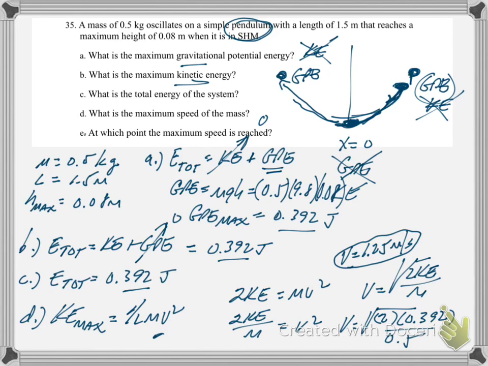And E, at which point is the maximum speed reached? Well, the maximum speed reached is when it's at x equals 0. So for E, v max is going to be at the displacement equal to 0, which is known as our equilibrium point.